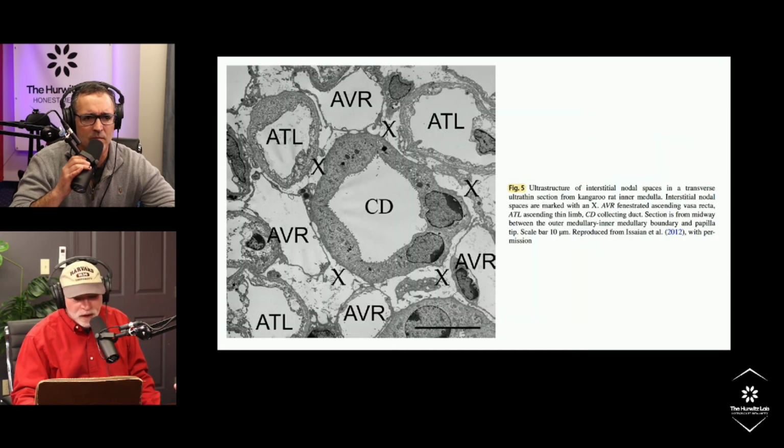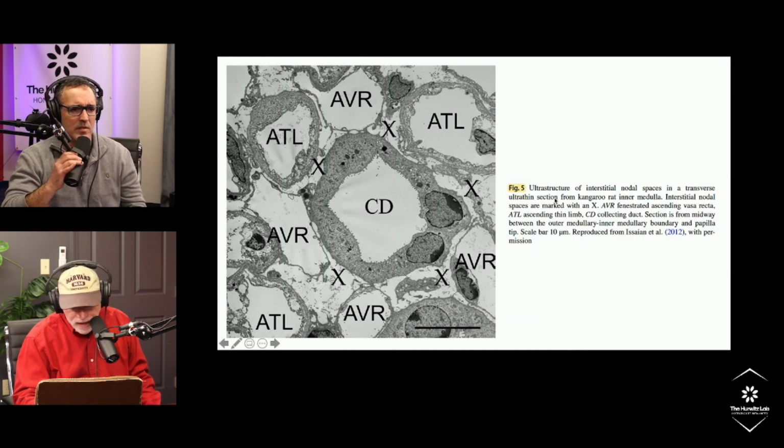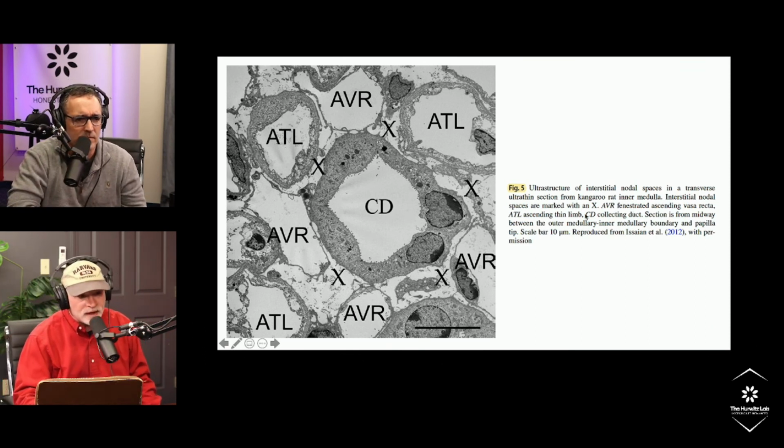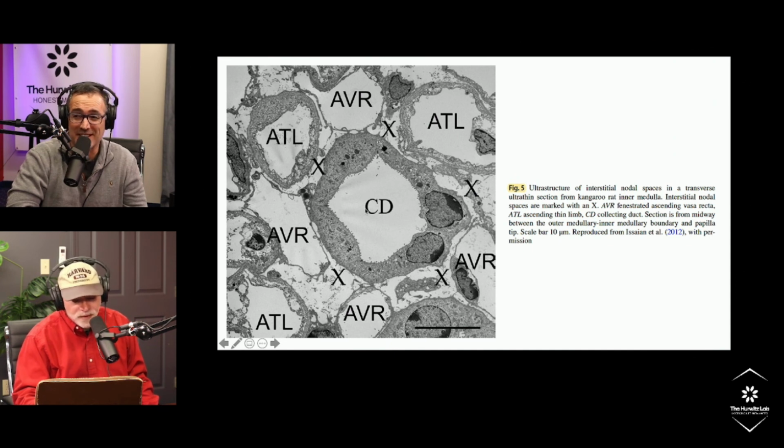Now here is an ultrasection of that kangaroo rat, which is the one that can get down to the 9,000. So again, in the center of the show, cortical collecting duct, and look at everybody around the periphery. There's the ascending tubules, and the ascending vasa recta, and they're just hugging. And this X marks the spot for the interstitium.